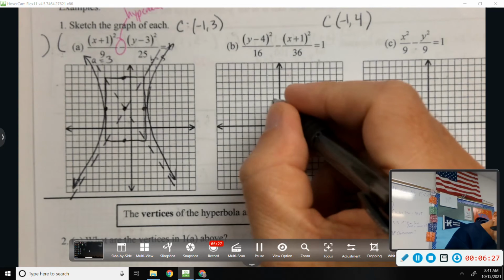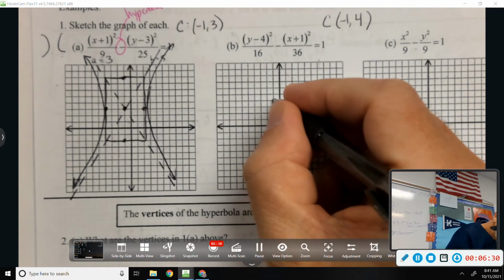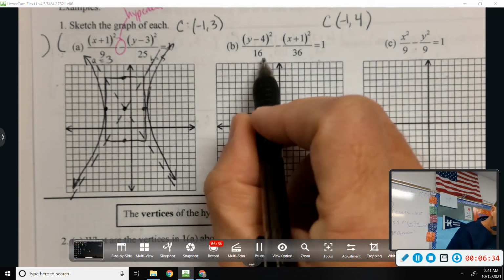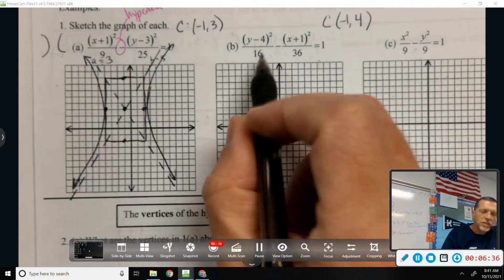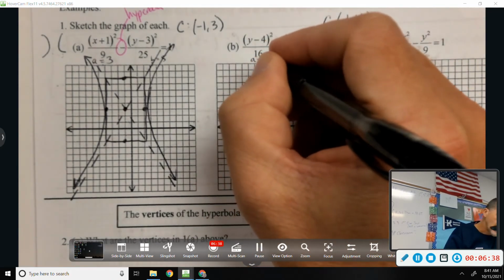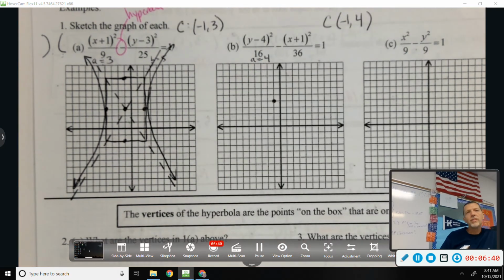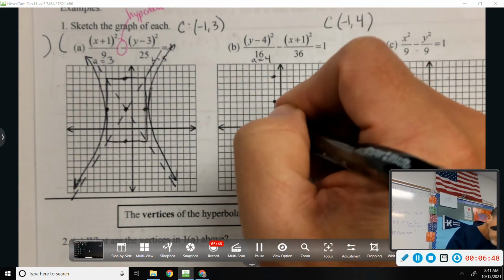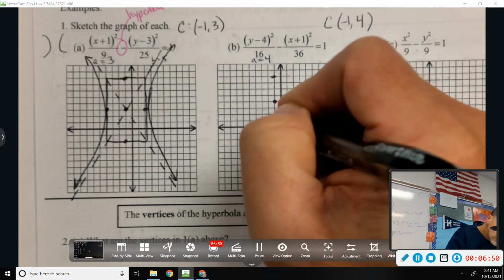So -1, 4. Is that 4 up and down or 4 left and right? Why is it 4 up and down? Because it's under the Y. 1, 2, 3, 4. 1, 2, 3, 4. And the box, you think.